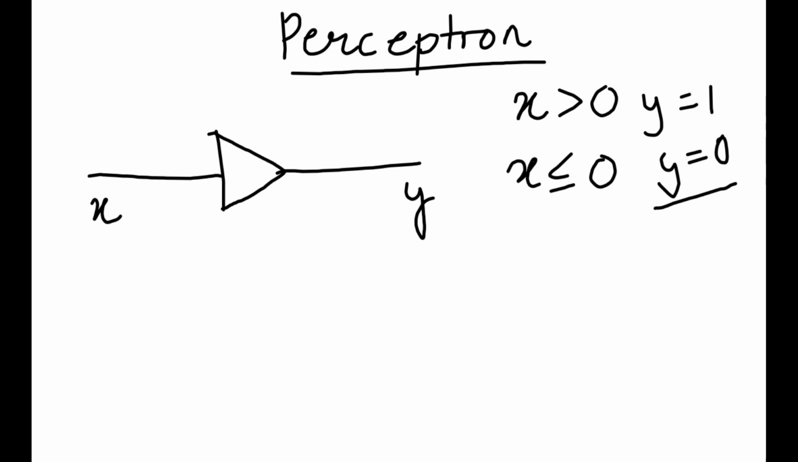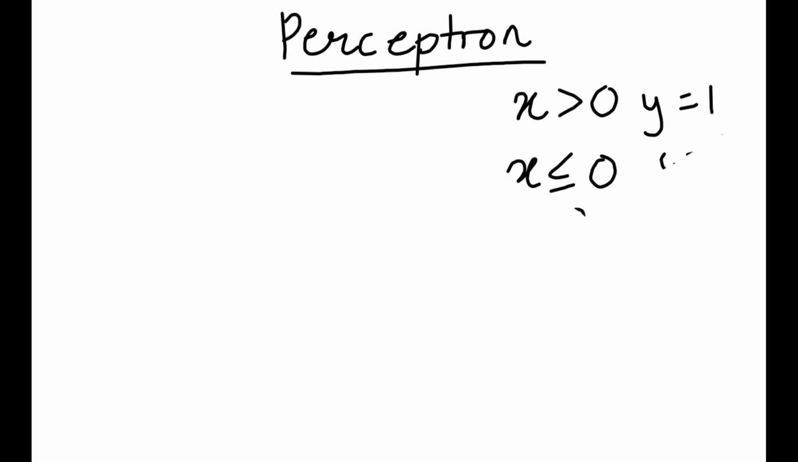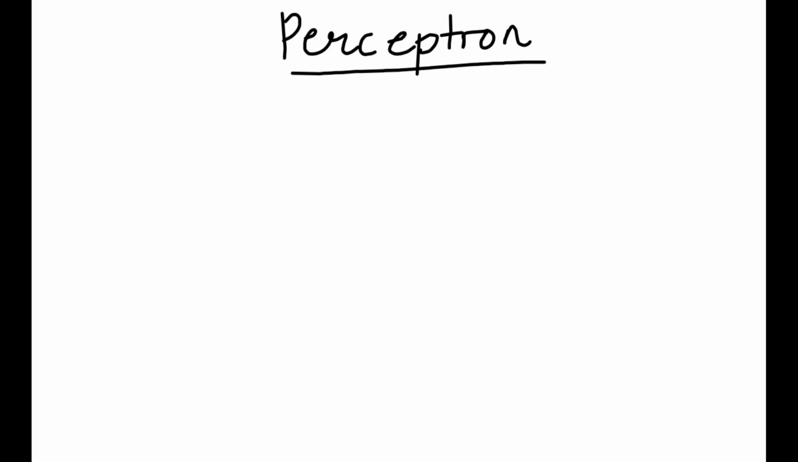It can also be likened to a step function. So if your input X is 0, your output is also 0. If your input X is greater than 0, then your output is also greater than 0. That's basically what a perceptron is. Now, moving on to something that concretizes our idea of a perceptron.